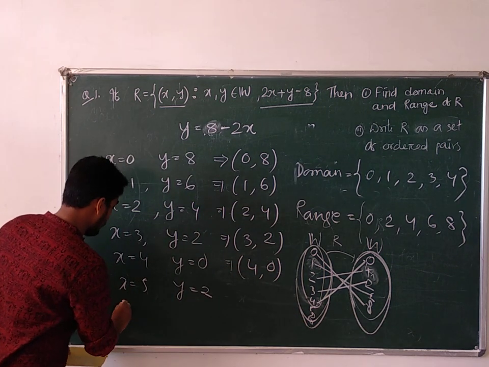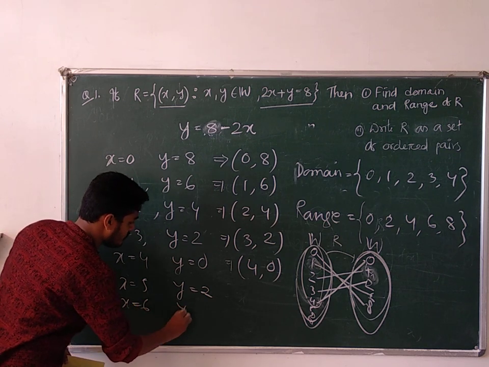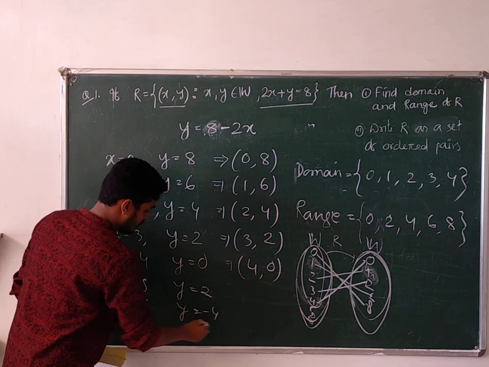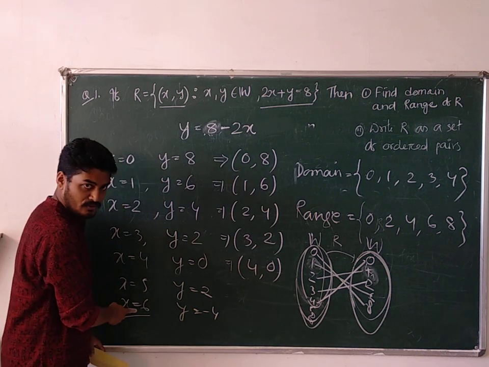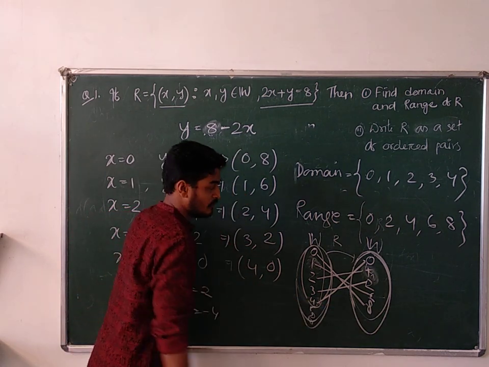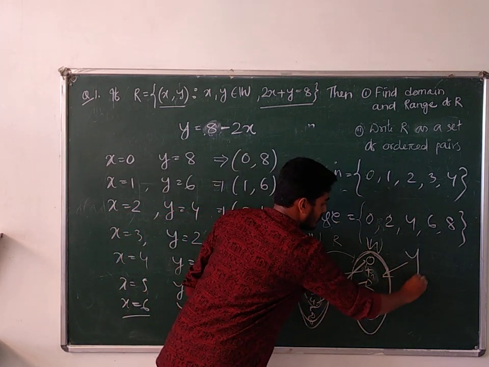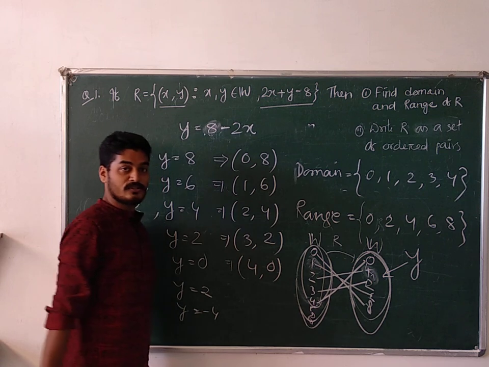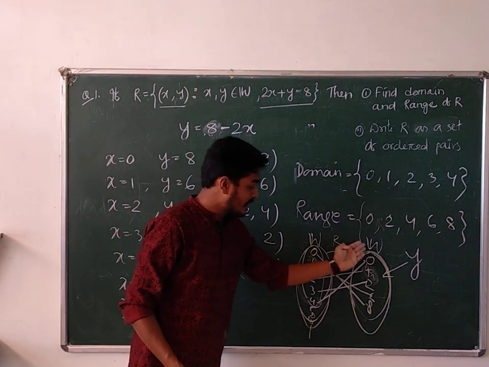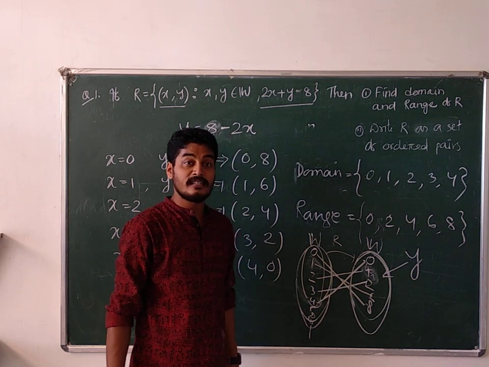For x equal to 6, y is equal to what? Put it here, it will be -4. For x equal to 6, it is a whole number, no doubt. But -4 is not there, because elements of the second set are always represented by y. -4 is not there, that's why 6 is not related. And in the same way, the related elements of the second set are known as range elements.